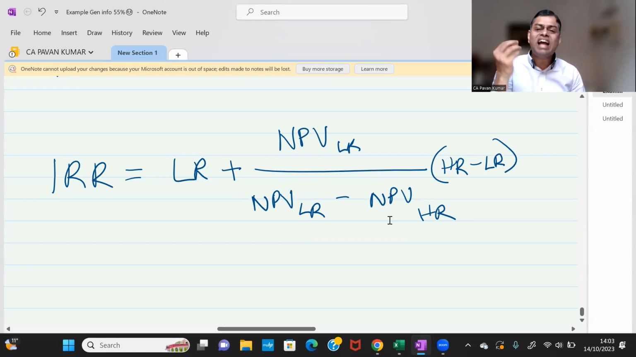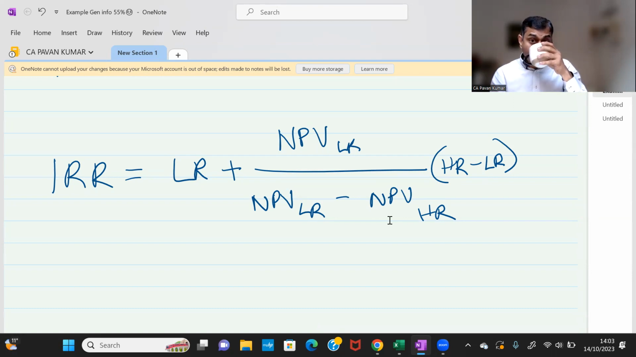If it is there like that, it is ideal situation. Sir, I have got two NPVs, 10% positive NPV, 15% positive NPV. Can I calculate IRR? Yes. Same formula. But if one is positive, one is negative, it is ideal.